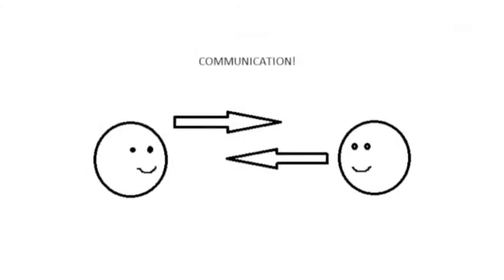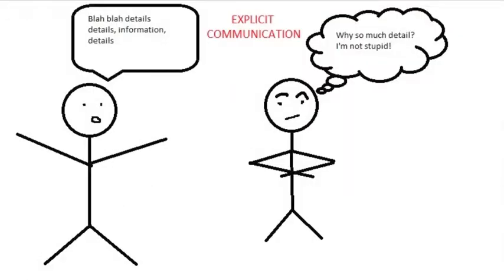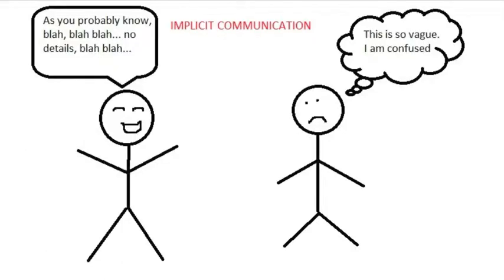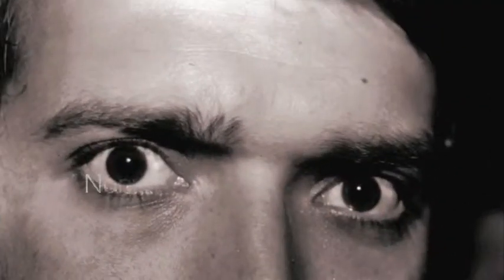First, let us consider different styles of communication. Two basic kinds are explicit and implicit. An explicit communicator assumes that their audience has little to no knowledge of background information or related topics and considers it their responsibility to supply such information. On the other hand, an implicit communicator assumes that the listener is already fully aware of the subject and relays information accordingly. Thus, an explicit communicator may find implicit communication confusing or vague, while an implicit communicator may find explicit communication overly comprehensive.